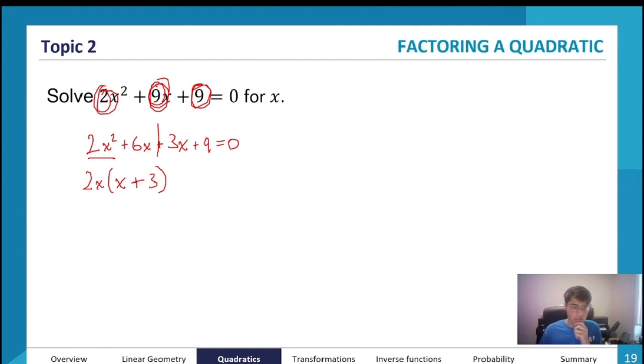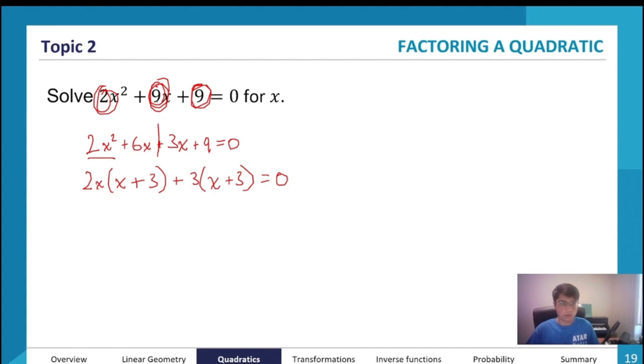What we can then do is look at the other side here. We've got 3x plus 9. Do we have a common factor there? In this case, again, we do, and that common factor is 3. Just the same thing that we did for the first side, we can find the numbers which multiply with 3 to give us 3x and multiply with 3 to give us 9. In this case, that's x and then plus 3 equals 0.